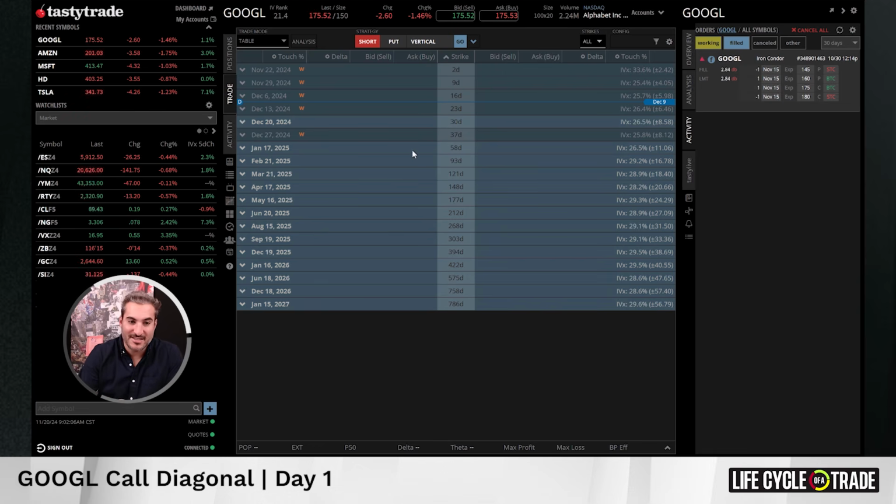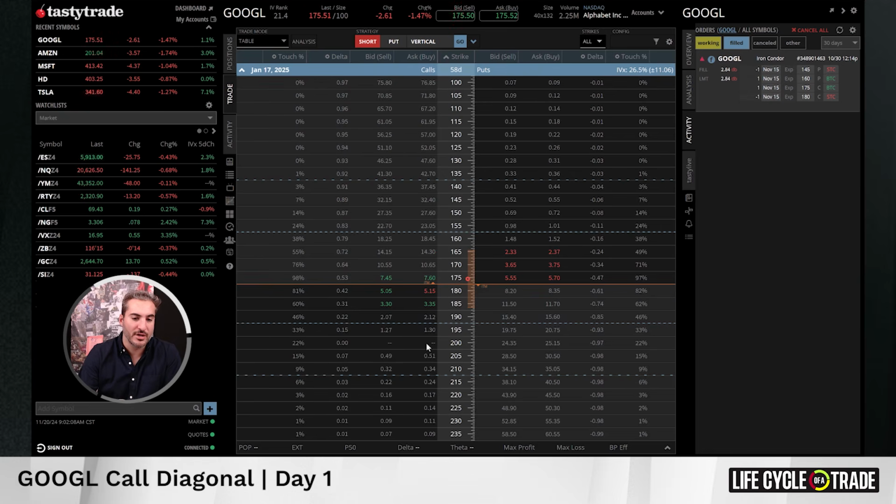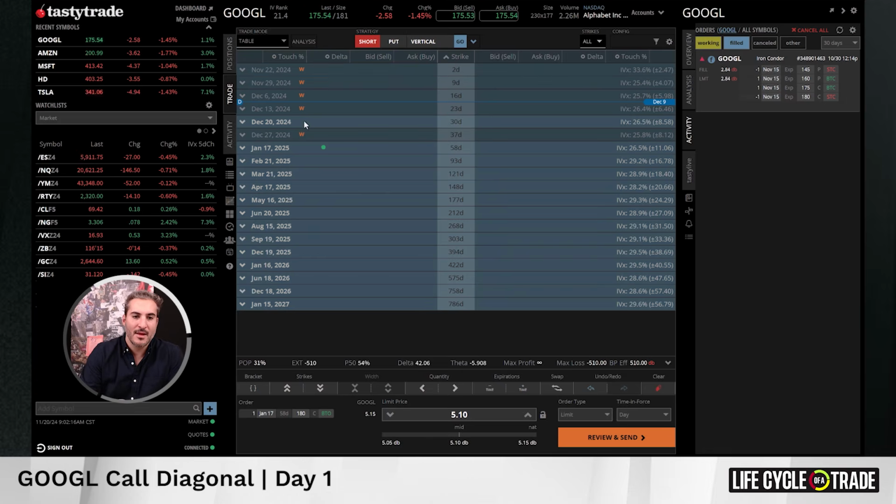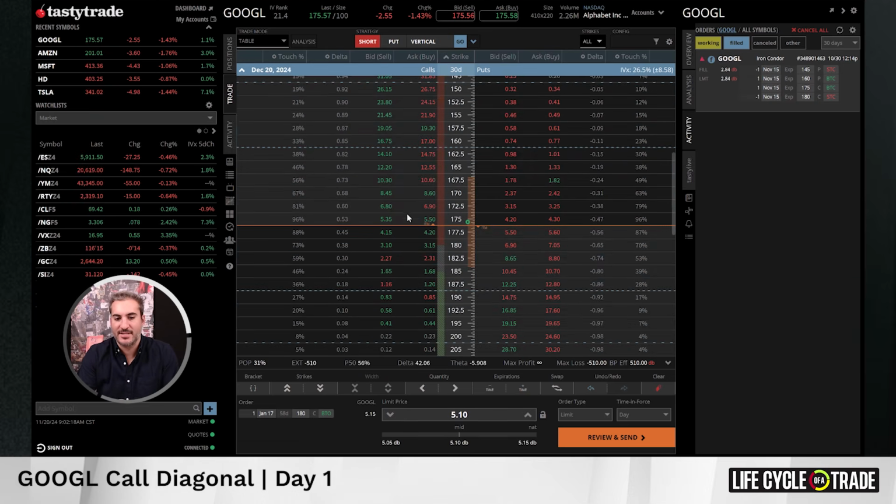When I set these up, I like to go to around the 40 delta for the long option. So I'm buying a 40 delta option here in January. The 180 strike kind of lines up perfectly there. In December, the shorter duration, I like to sell around a 20 delta. So for me, you could go to the 187.5 if you wanted to, the 185 if you wanted to do a little bit less risk.